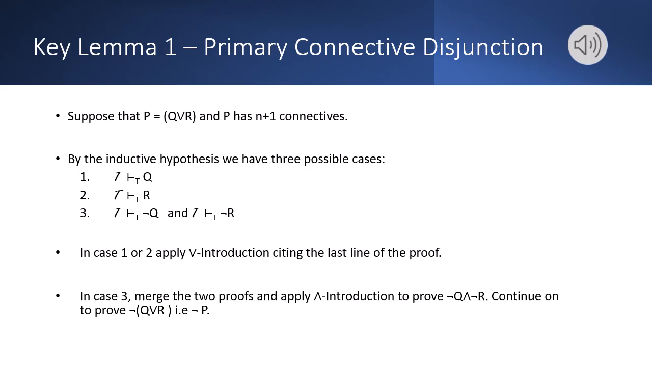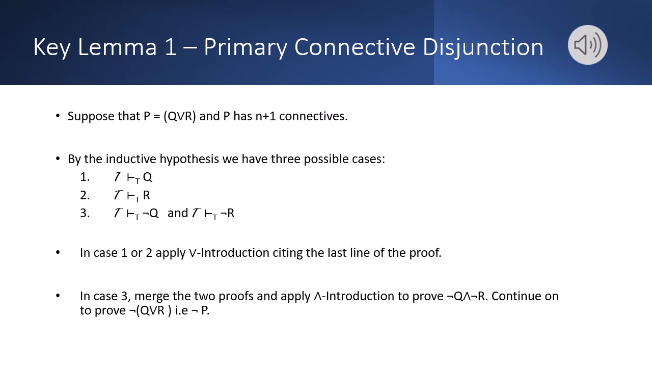Now in case 3, we get sort of the exact opposite. We'll prove the negation of our sentence P. Now what you can do is merge the two proofs together. So you'll have, again, a proof from your assumptions of the negation of Q and a proof of the negation of R. And you can then merge those two proofs together, putting the lines for the first proof and then the lines for the second proof afterward, and then apply conjunction introduction and introduce the conjunction of the negation of Q and the negation of R.